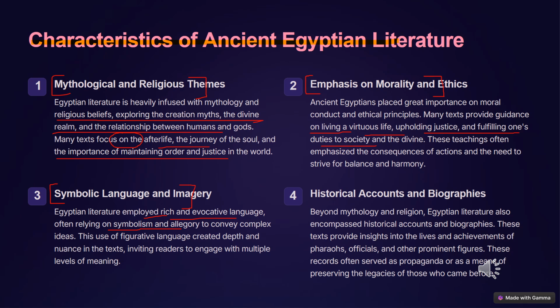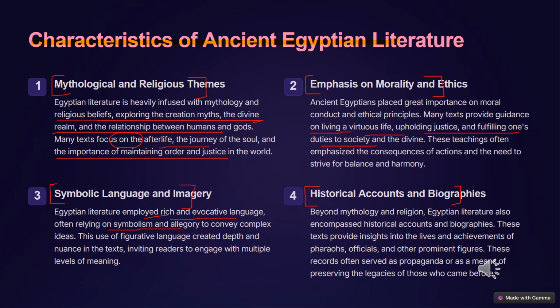Finally, we consider historical accounts and biographies. Beyond mythology and religion, Egyptian literature also encompassed historical accounts and biographies. These texts provide insights into the lives and achievements of pharaohs, officials, and other prominent figures, often serving as propaganda or as a means of preserving the legacies of those who came before.